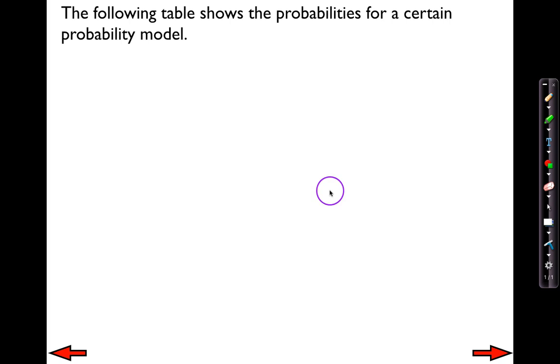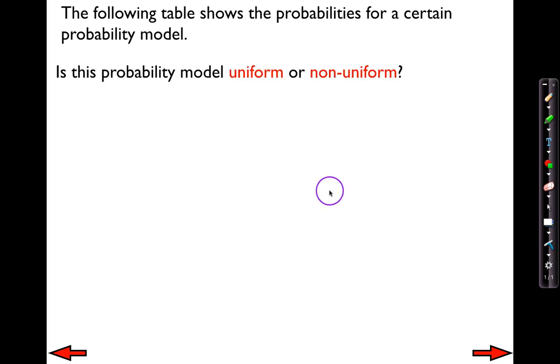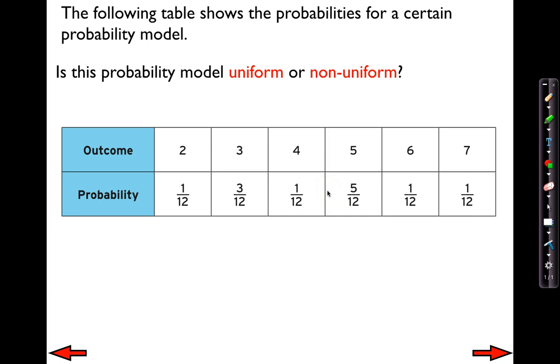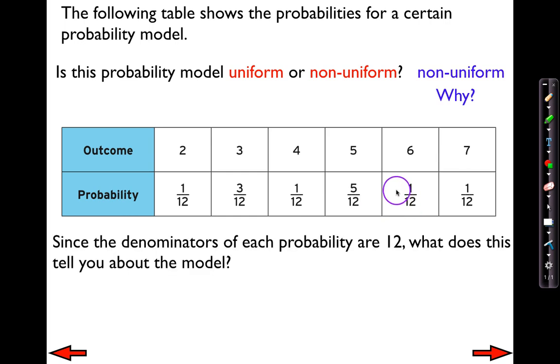So the following table shows a probability for a certain probability model. Is this probability model uniform or non-uniform? So taking a look at this, you should be saying it's uniform if they're all equally likely to occur, and it's non-uniform if it's not equally likely to occur. So take a look at the different probabilities. Hopefully your answer is non-uniform. Why? Because obviously all of them are not equally likely to occur, okay?